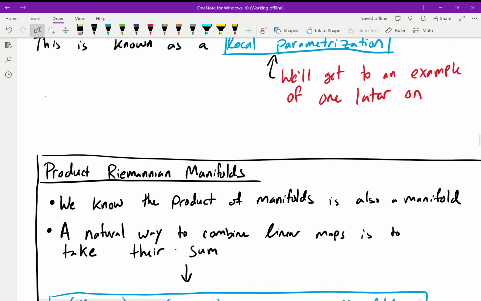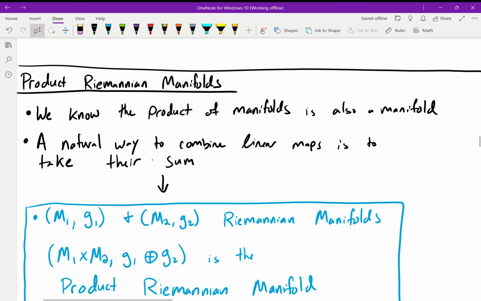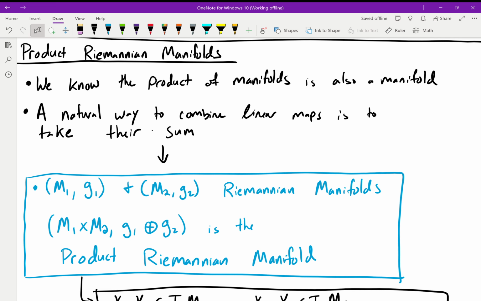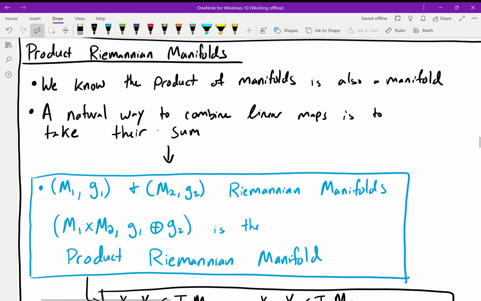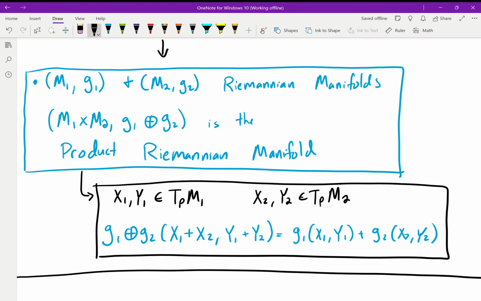Okay, so a natural way to combine two manifolds together is to take their product. And so the only thing left to figure out is what does it mean to take a product of their metrics? Well, a natural way to combine linear maps is just to do component-wise sums, and so that's precisely what we do here. We define their product metric to be this thing down here. If you have these two vectors living in your first manifold and these two other vectors living in your second manifold, you can just break up the product metric to just be component-wise products and then add the result there, and that'll give you a metric on your product manifold.